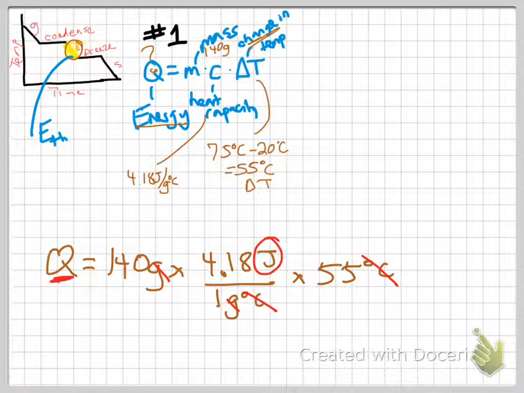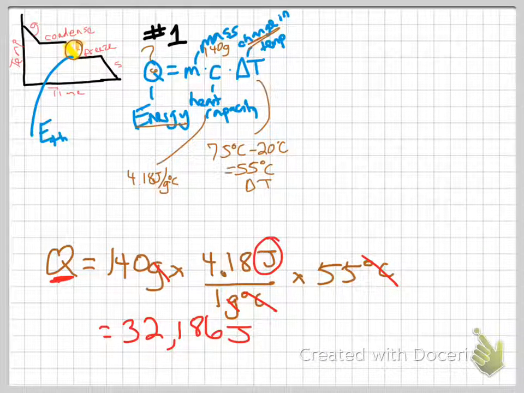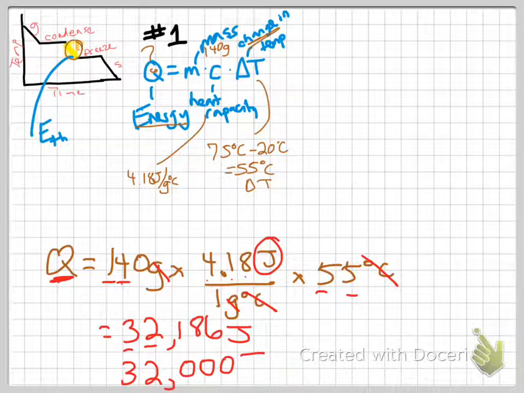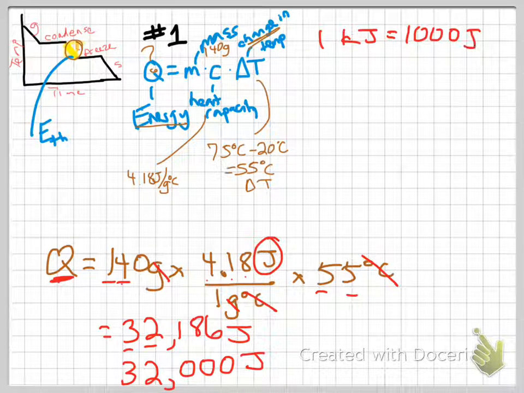So go ahead and multiply that out, and you should get 32,186 joules. Well, since we have two significant figures here, and three significant figures here, our lowest number of significant figures is 2, so we're going to round to 2 significant figures, so we get 32,000 joules. And there is 1 kilojoule for every 1,000 joules. So you could also write this as 32 kilojoules. Either answer is fine.